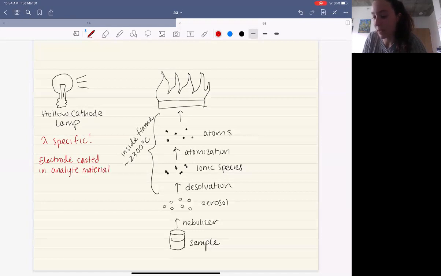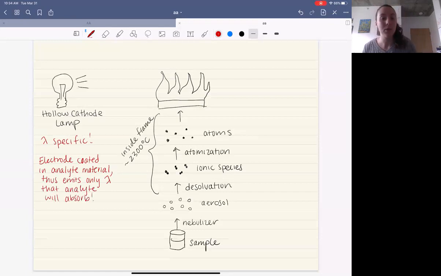Or whatever material you are trying to analyze. So if you're trying to look at lead, the electrode would be coated in lead. And that means it can only emit the same wavelengths that would be absorbed, because it's the same atom in the lamp and the same atom in your sample. Only wavelengths that analyte will absorb.